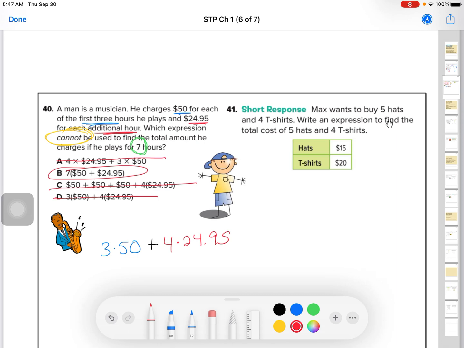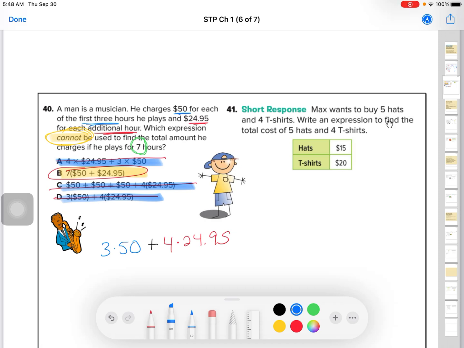for it because they were multiplying both prices just by the 7 hours. If you struggle with writing expressions, another tip for this that you could do would be if you were to go back and actually put all of these in your calculator, these ones would all get the same answer, whereas the one that cannot would give you a different answer if you put it in your calculator. You'd get a different solution to the problem. So that's a way that when it says cannot, could be a good test-taking strategy to try.